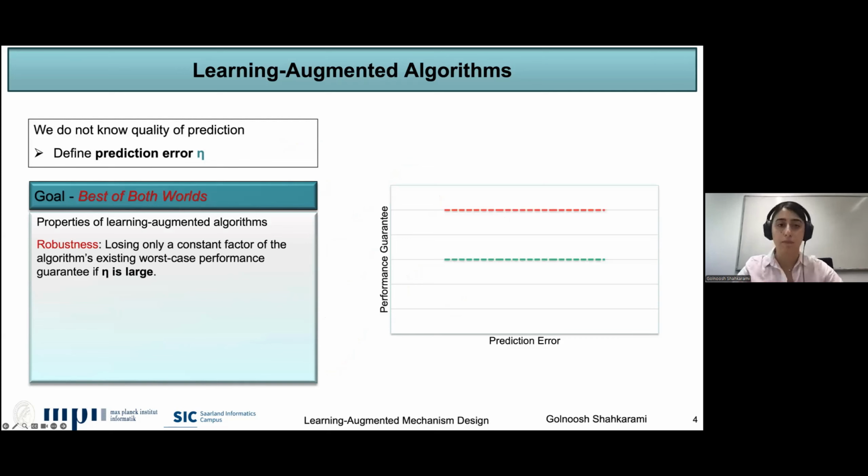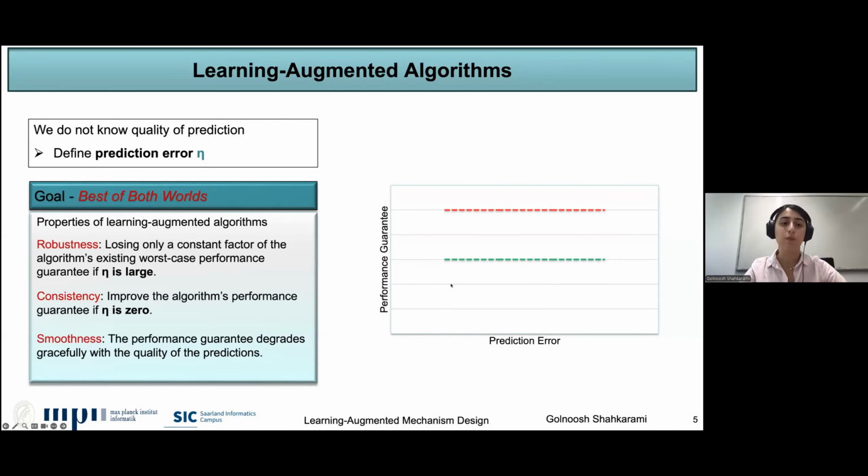Look at this plot. We have performance guarantees on one axis and prediction error on the other one. Assume that the green line represents the algorithm without prediction. Now, robustness means that we want our performance guarantee to be bounded by the red line, which is only a constant factor away from the green line. But moreover, we want to have consistency, which means that if our prediction error is 0, we want to perform better than the algorithm without prediction. So we want to be below the green line.